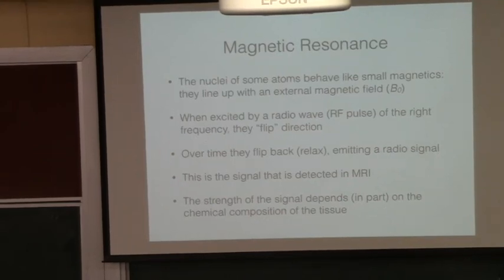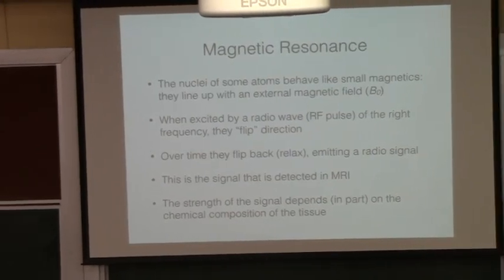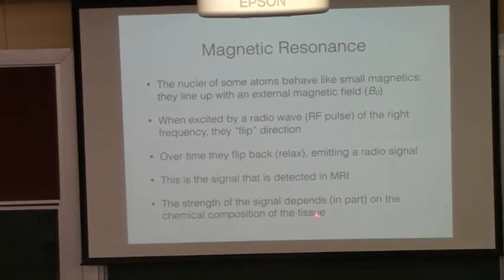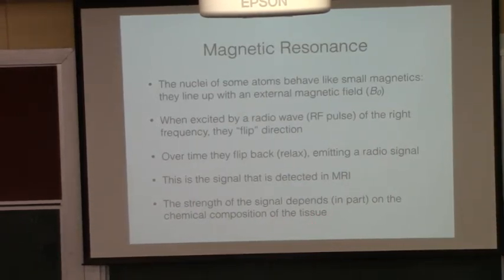What is detected in MRI is the relaxation or the resonance of those different atoms. And the strength of the signal depends on the chemical composition of the tissue. So if you're using a sequence that's specifically for oxygenated blood, which is what fMRI does, it's going to depend on the concentration of oxygenated blood in an area. If you're using a signal that's sensitive to water, for example, or lipids, then it'll depend on the concentration of those different atoms in a certain volume.